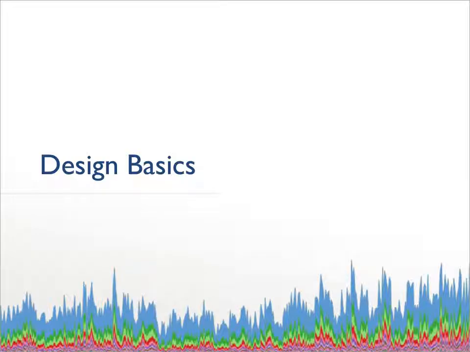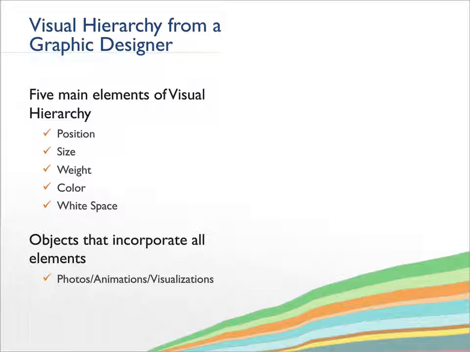Okay, so finally we get to some design basics here. As I mentioned, one of the most important things we'll talk about is the visual hierarchy. To a graphic designer, visual hierarchy means certain things. Firstly, it's an assemblage of position, size, weight, color, and white space, which may or may not seem intuitive to you if you haven't thought of that before, but the application of white space is also very important.